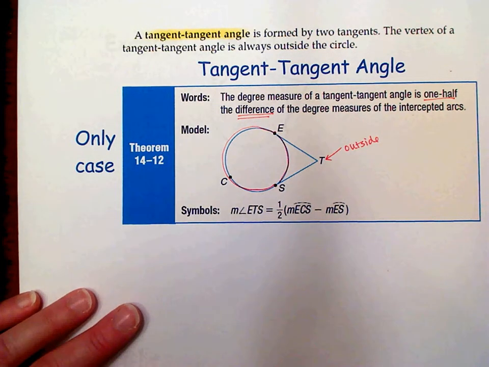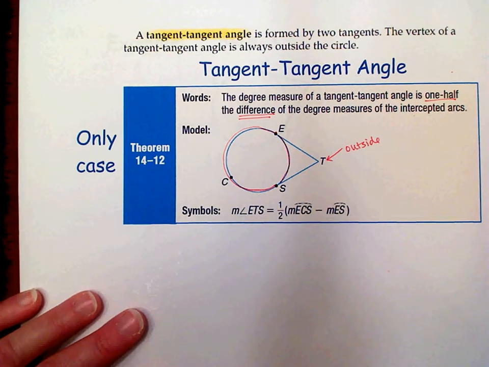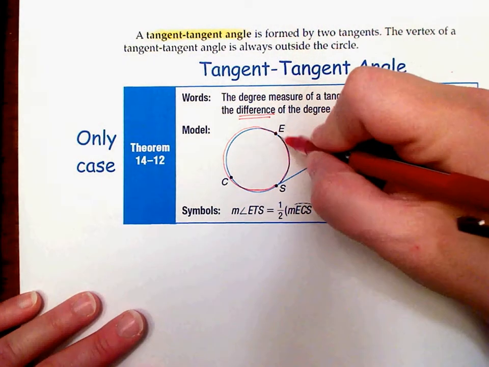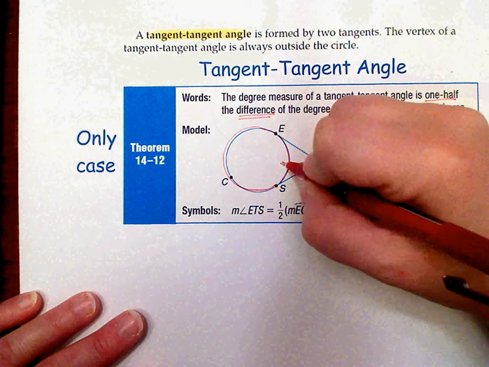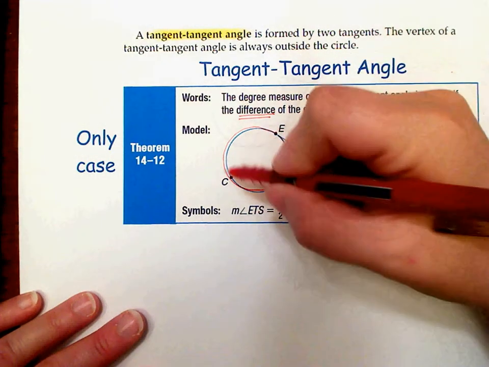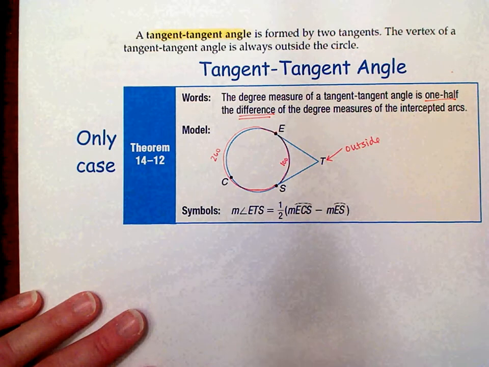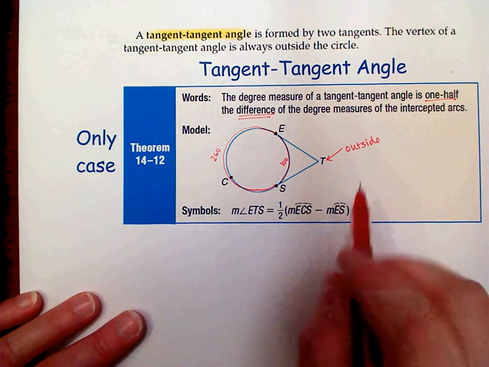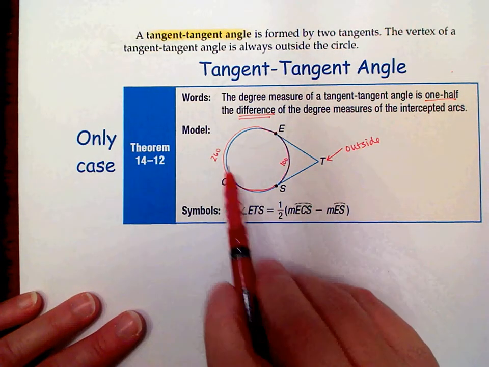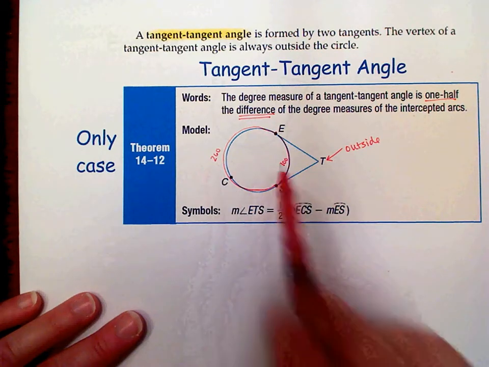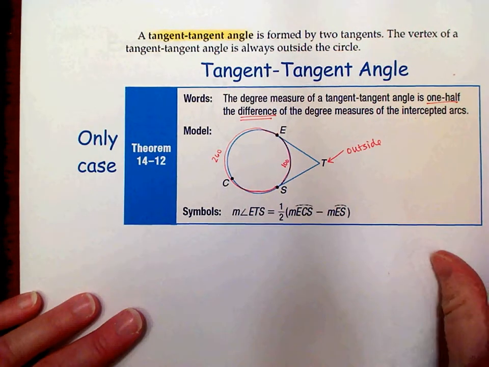For instance, if I gave you the measure of arc E to S is 100, then you know this one has to be 260, so that they add to be 360 together. So to find the measure of angle T, we would take half of 260 minus 100, half the difference. So let's look at an example here.